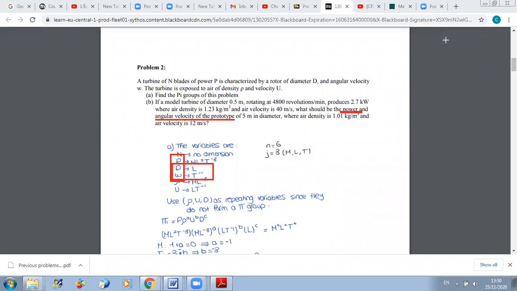So now, what I will do, I will select rho, U, D as independent variables. Okay? And now I am sure of what is the number of my groups? Yes?